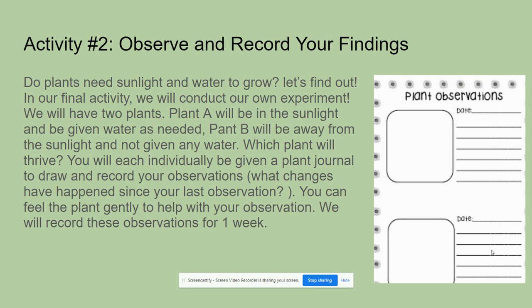from the sunlight and not given any water, and they will be given a plant journal so they can draw and record their observations. And they can also feel the plant, which could be a manipulative for this activity. So they can feel it and see how it feels as the week goes on, and they can record that. And they will be observing it for 1 week.